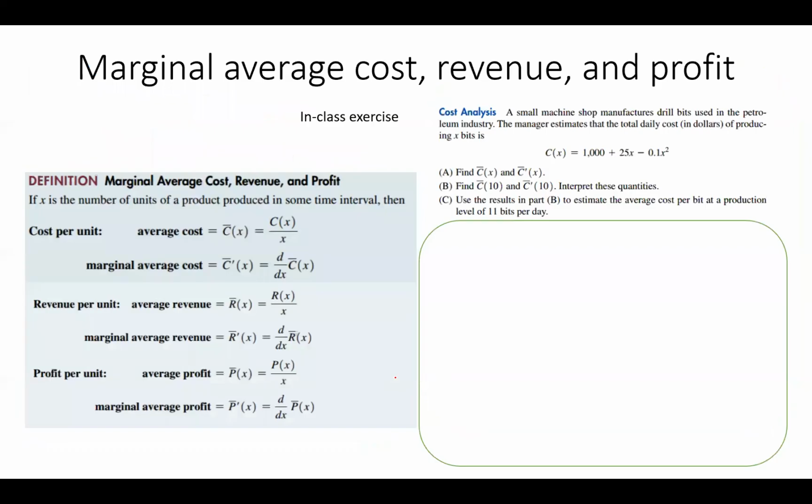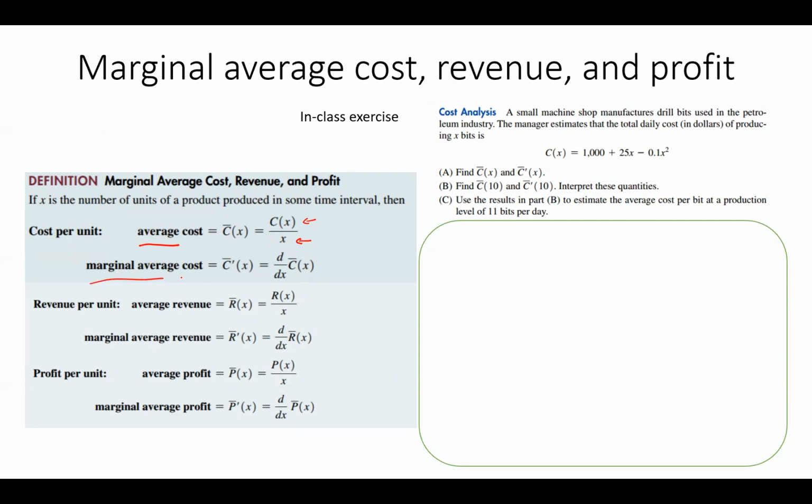All right. So marginal average cost, revenue, and profit. This is where we actually introduced the notion of average. So how to get average, right? Average is just a quantity, which is cost in this case, averaged over some interval. This interval is x, so just C over x.